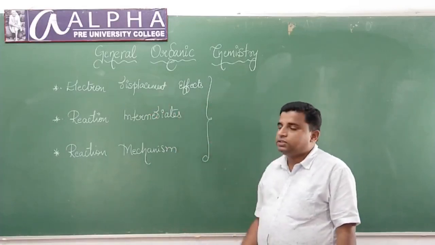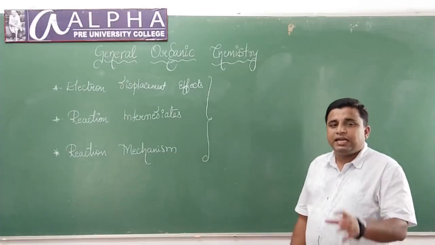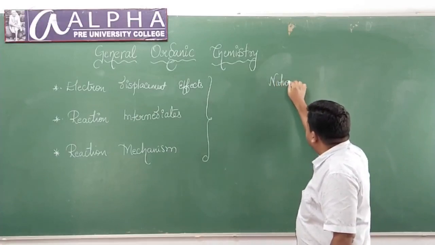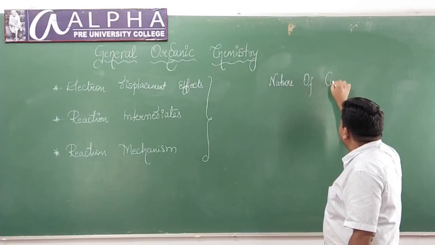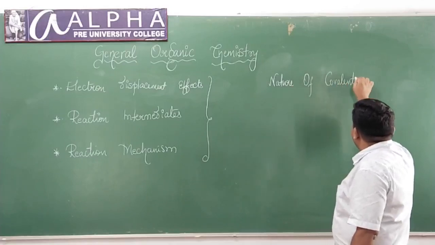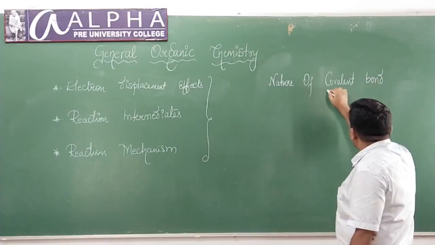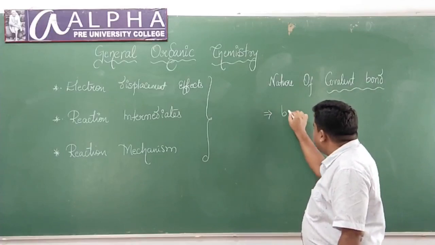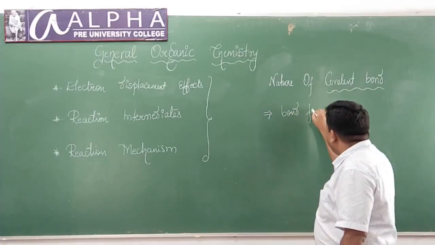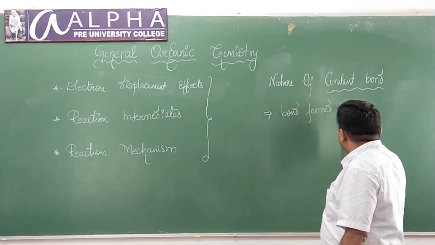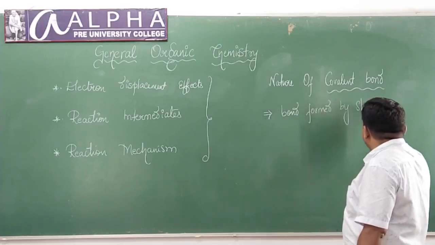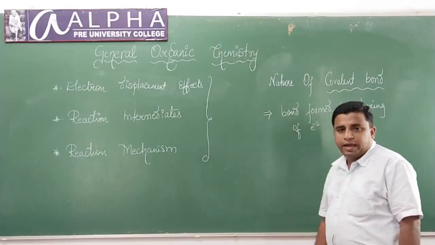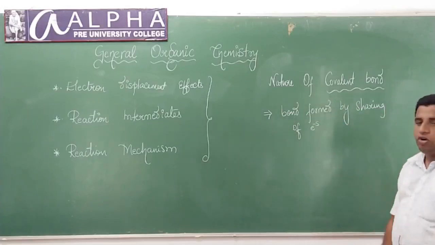Before we start with electron displacement effects, let us understand the nature of covalent bond. I hope you know what a covalent bond is, isn't it? By the way, what is a covalent bond? Yes, very good. It is nothing but a bond formed by sharing of electrons. Am I correct? Yes, a bond formed by sharing of electrons.